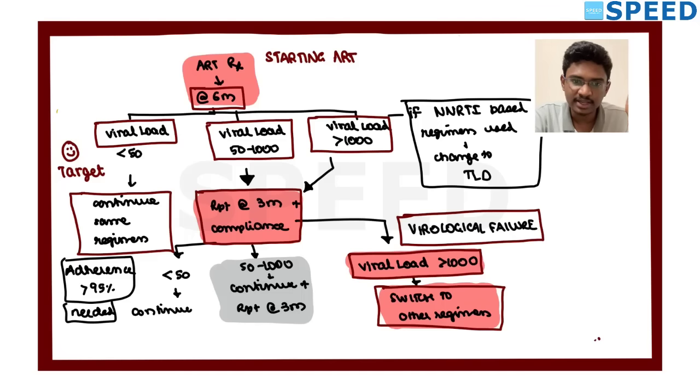After these three months of treatment with compliance, if still the viral load remains more than 1000, then that means it's virological failure. It's an indication to change the regimen itself. Okay, so you can see that only with viral load we are able to take decisions regarding treatment regimen. So obviously the answer will be viral load.